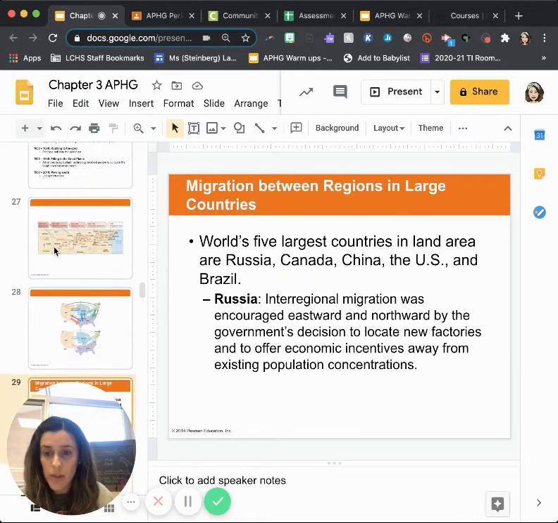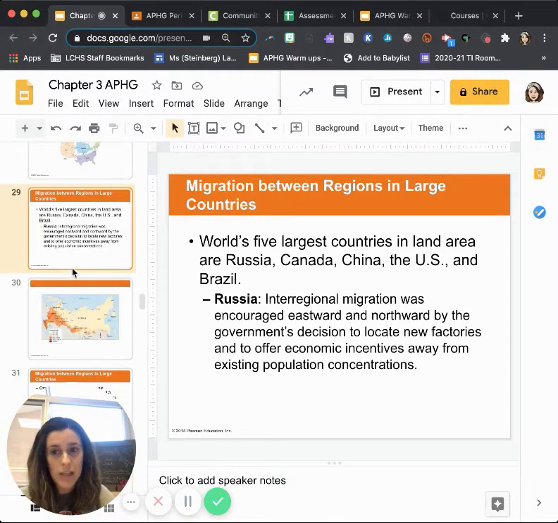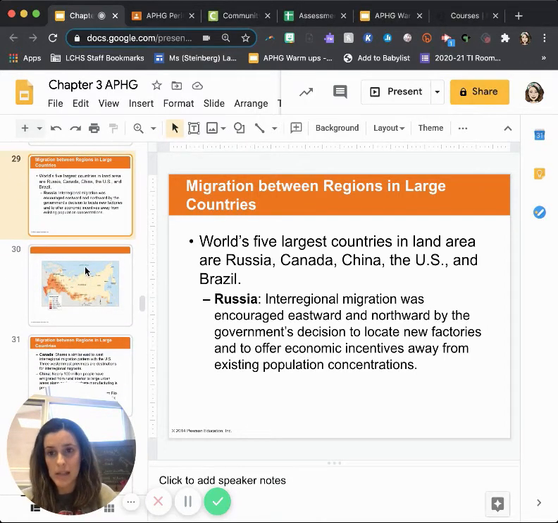Okay, so those first slides kind of focused on interregional migration in the United States. Now, let's talk about migration between regions in large countries. Our 5 largest countries in land area in the world are Russia, Canada, China, the United States, and Brazil. You need to be a large country to have interregional migration, because you need to be a large country to have a variety of different regions. So we're going to talk about the interregional migration that happens in these countries.